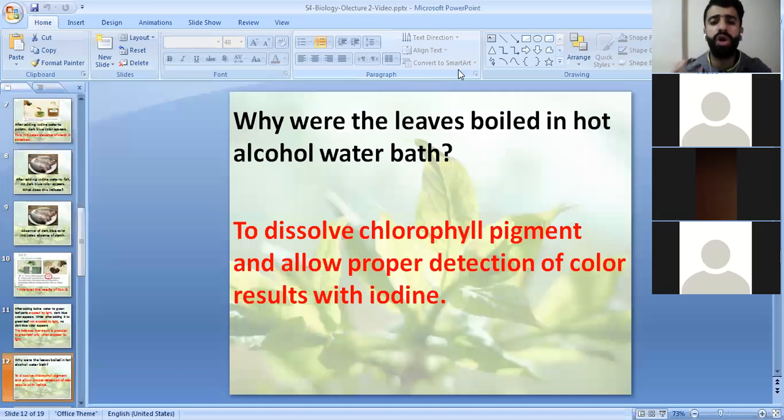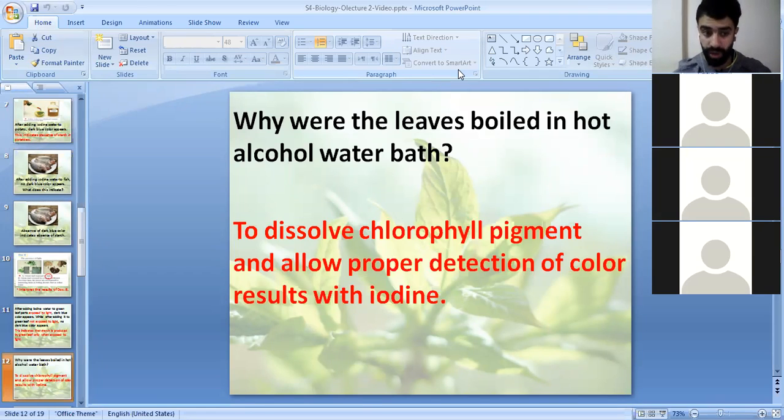So the role of the hot alcohol water bath: we immerse it in hot alcohol, meaning that we put it in hot alcohol and we remove it. The aim of this is to dissolve the chlorophyll, to get rid of the chlorophyll pigment. The chlorophyll gives the green color, so there is no green color. When we add the iodine test, it gives clearly dark blue color if we have starch.